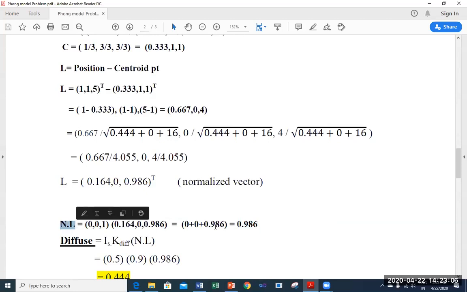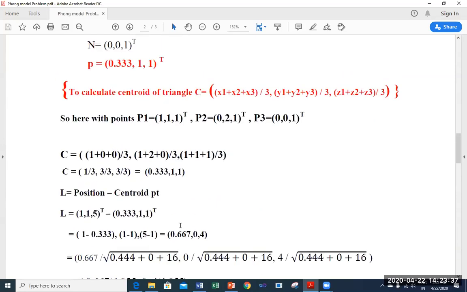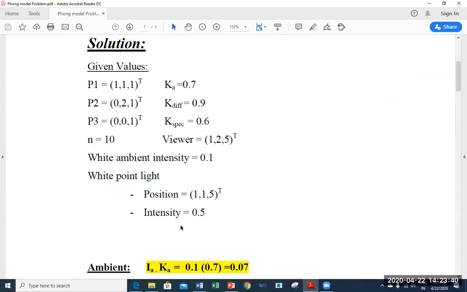So the dot product calculation, you got 0.986, right? Next, the diffuse value, given the intensity of the diffuse as well as the coefficient factor and cos theta. Cos theta here is described as the dot product of N and L. Okay, so you have the N and L value, you know the diffuse intensity value, as well as the coefficient factor of diffuse.